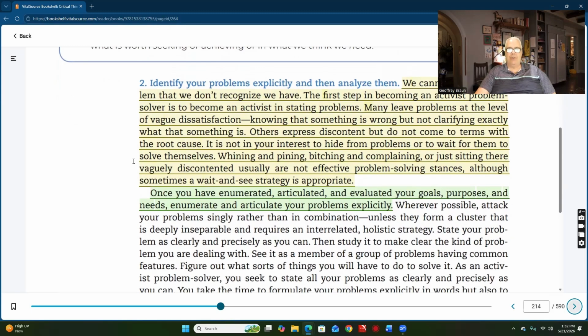It is not in your interest to hide from problems or to wait for them to solve themselves. Oh yeah, that's the scientists in Gulliver's Travels. I think Gulliver and one of the lesser, not a scientist, but a wannabe scientist, actually solved the problem of the lodestone. The lodestone had been reversed there.